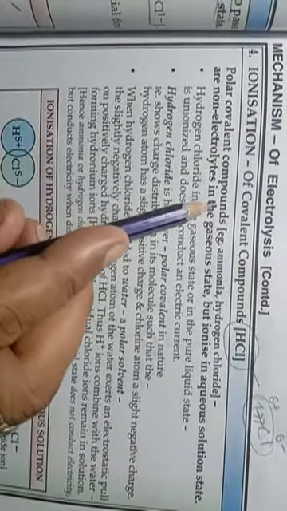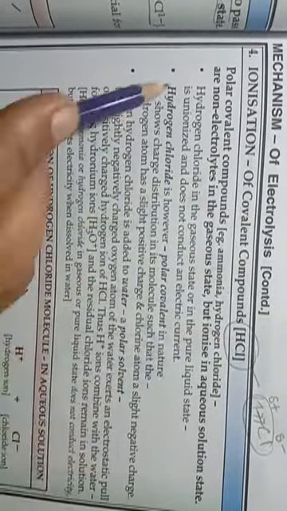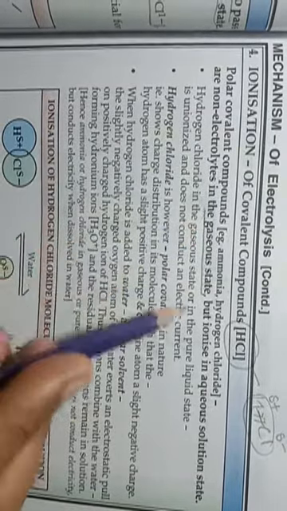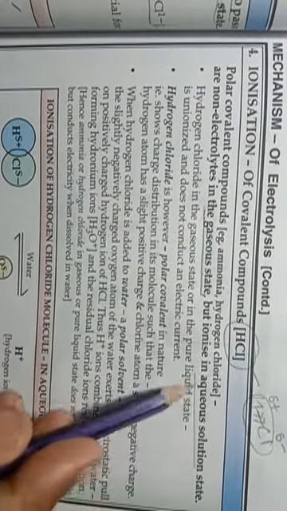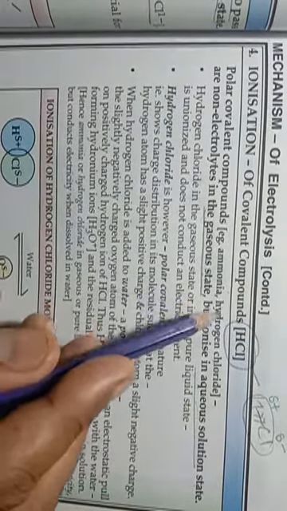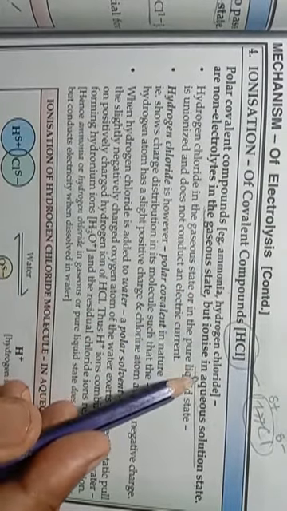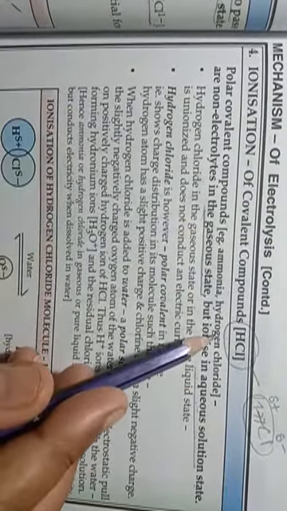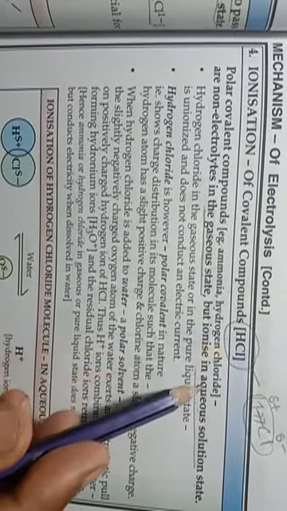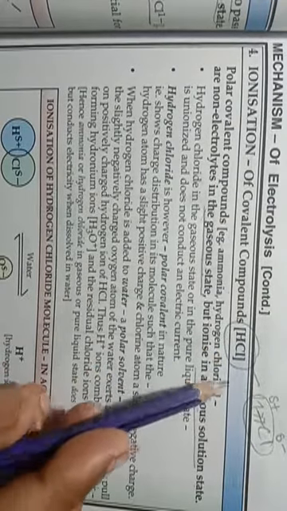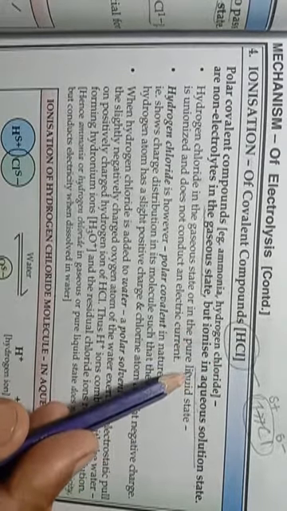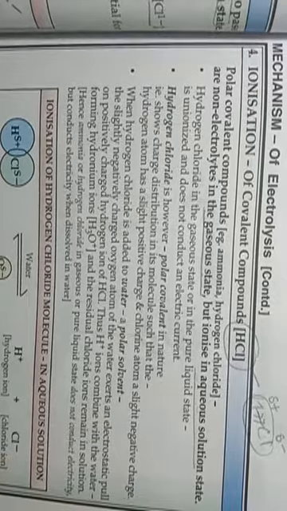So polar covalent compounds like ammonia and hydrogen chloride are non-electrolytes in the gaseous state due to the absence of ions, but ionize in aqueous solution. So in aqueous solution, in the presence of water, these polar compounds get converted into ions. The reaction of the polar covalent compound when it dissolves in water and gets converted into ions, this change is known as ionization.